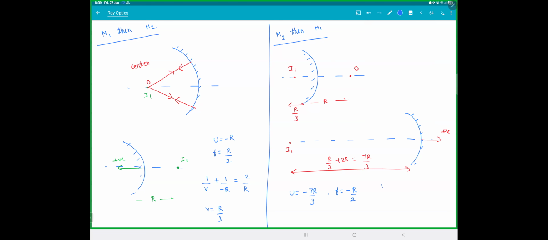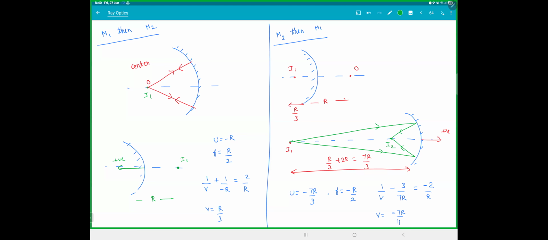So 1 by V plus minus 3 by 7R equals minus 2 by R. How much is this? V is equal to minus 7R by 11. That means the light rays from here will hit this mirror and they'll meet here. This is your I2. Is this clear, everyone? Right, Kush.